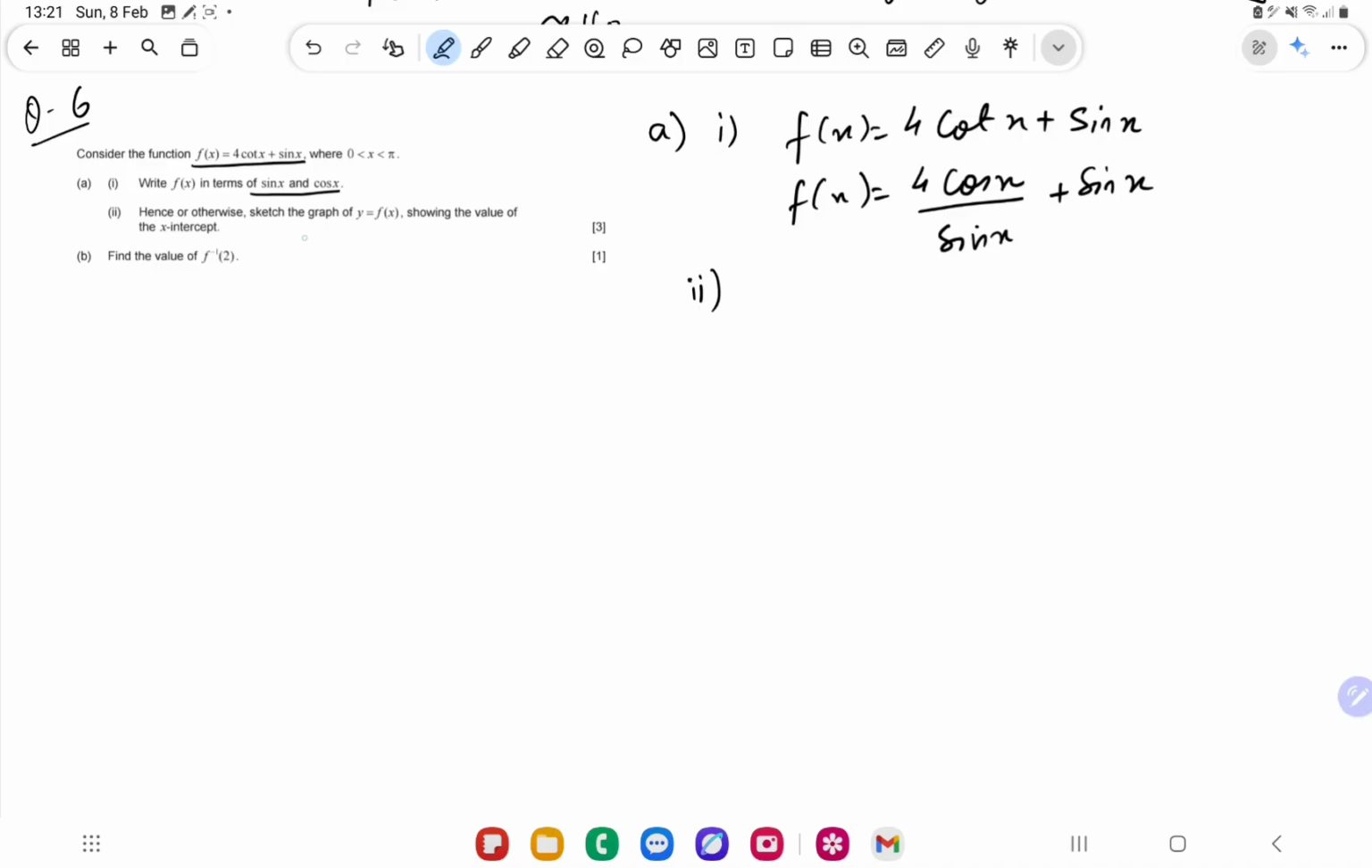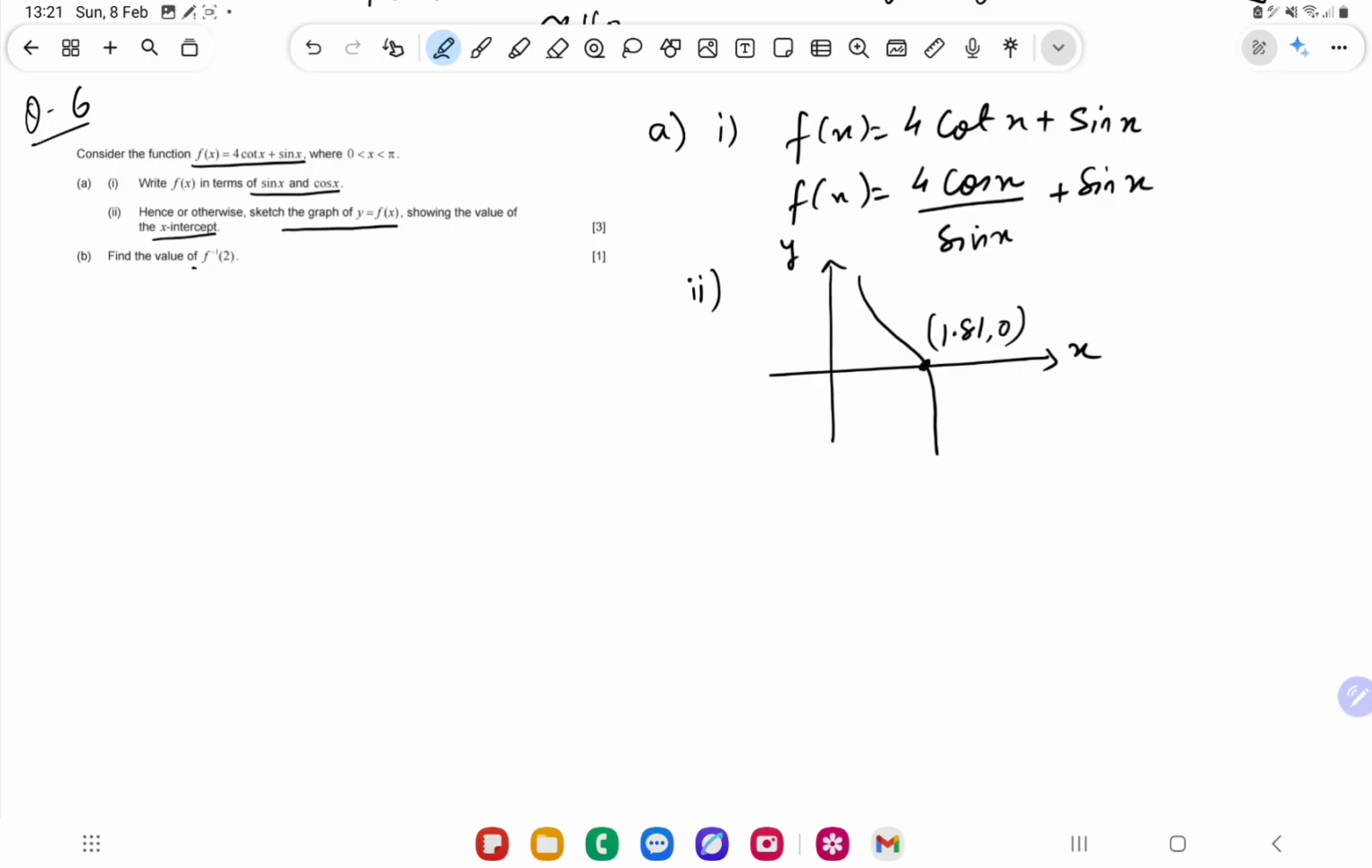Now for the second part, it says sketch the function and write the values of the x-intercept. Since it is paper 2, we can sketch the function in GDC also. So when you sketch, you will get a function like this, where this point is 1.81, which is the x-intercept. This is how we'll do the second part.